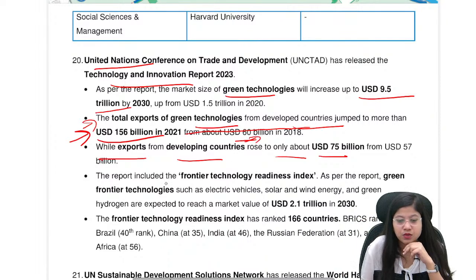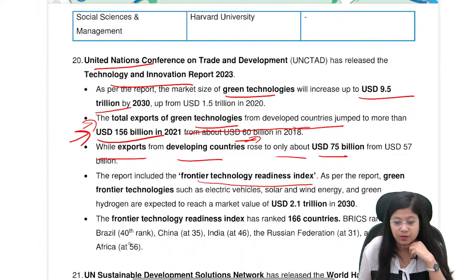So this report included the Frontier Technology Readiness Index, and in that particular index, 166 countries were assessed, and out of these 166 countries, India stands at the 46th position.